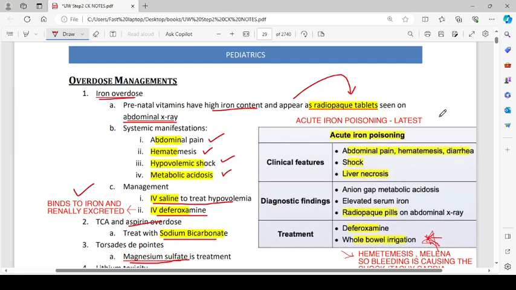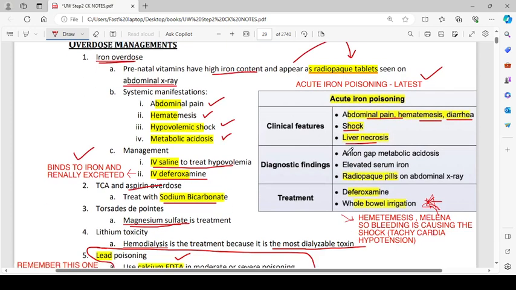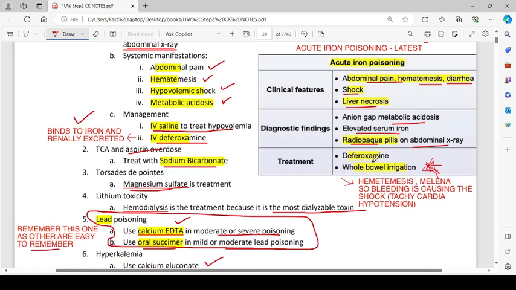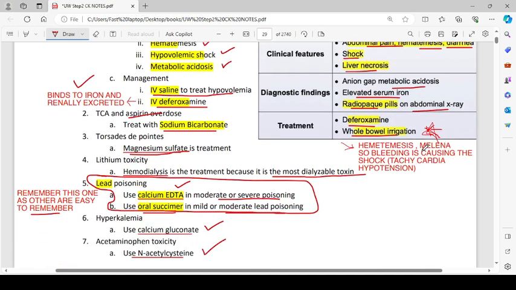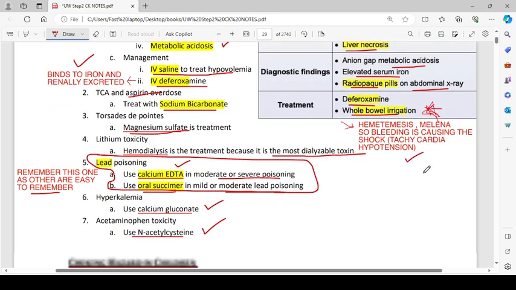Acute iron poisoning: the clinical features are abdominal pain, hematemesis and diarrhea, shock, and liver necrosis. Diagnostic findings include anion gap metabolic acidosis, elevated serum iron, and radio opaque pills visualized on the abdominal X-ray. Treatment is deferoxamine and whole bowel irrigation. Hematemesis and melena, so bleeding is causing the shock, tachycardia and hypotension.